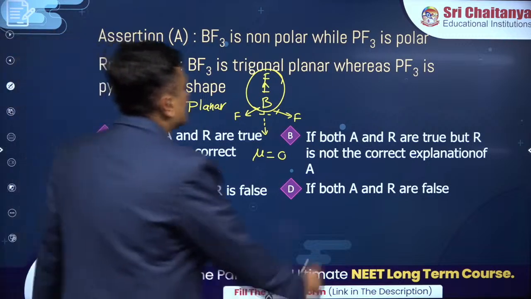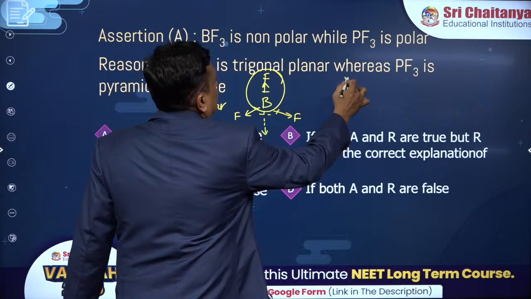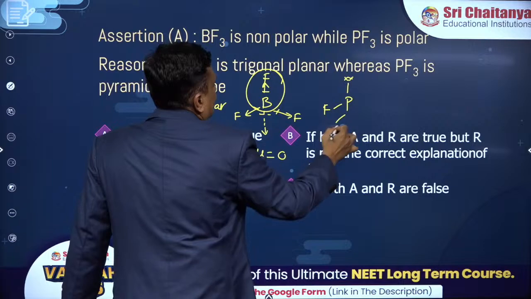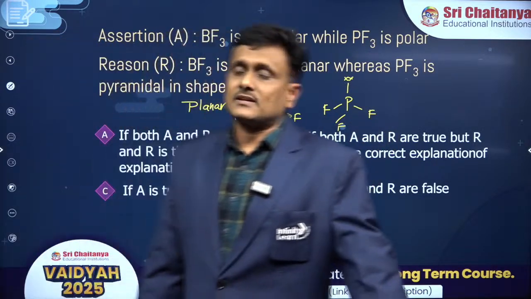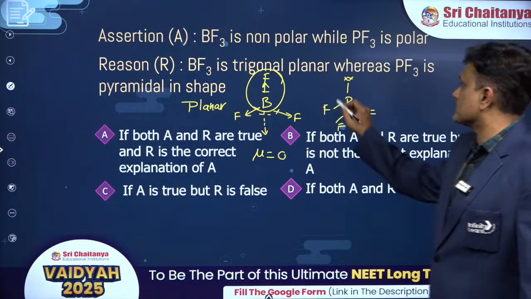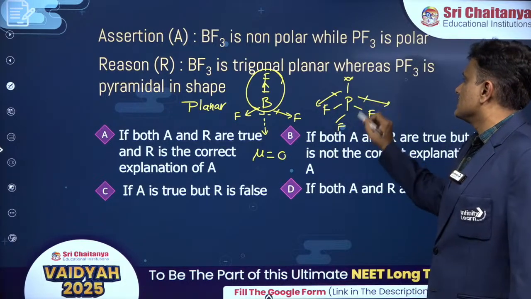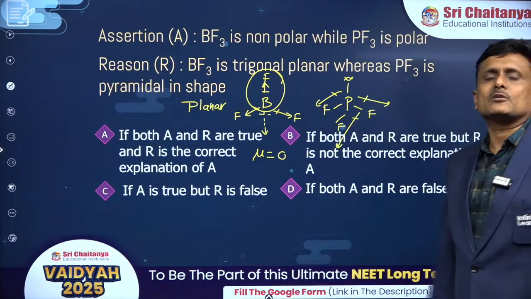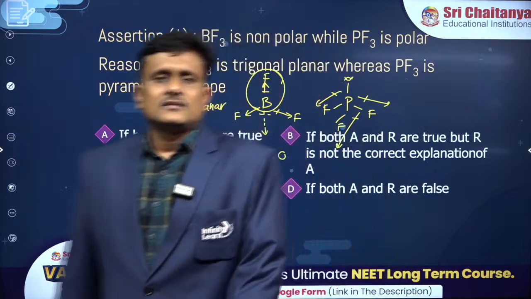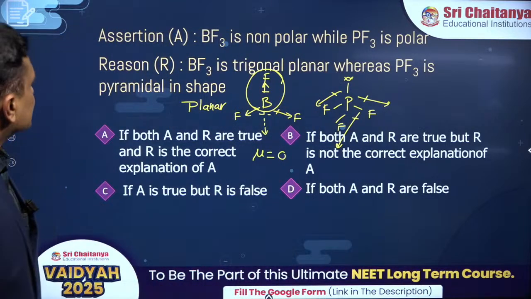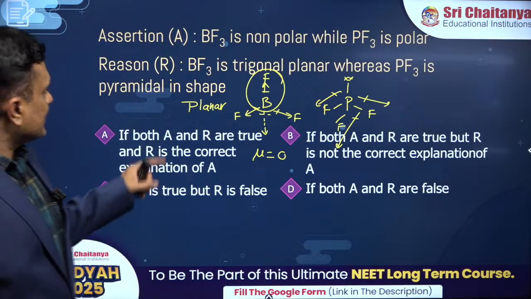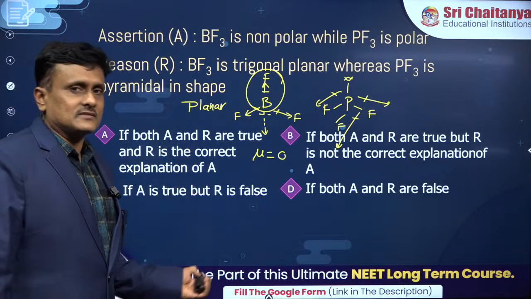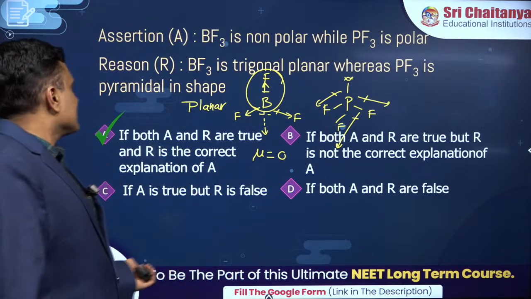However, when you look at PF3, because of the lone pair of electrons on the phosphorus, it is pyramidal in shape. If it is pyramidal, the dipole moment doesn't get cancelled, isn't it? You know that it is heading in this direction. So one could anticipate the dipole moment not to get cancelled, and you know that the assertion is correct, the reason is also correct, and the reason is the correct explanation of the assertion. So the right answer should be A.